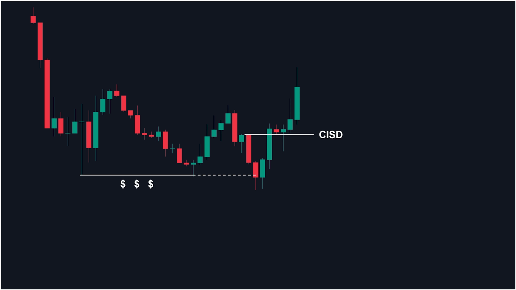This is a strong signal that the market has gathered enough momentum for the reversal, increasing the validity of the setup.